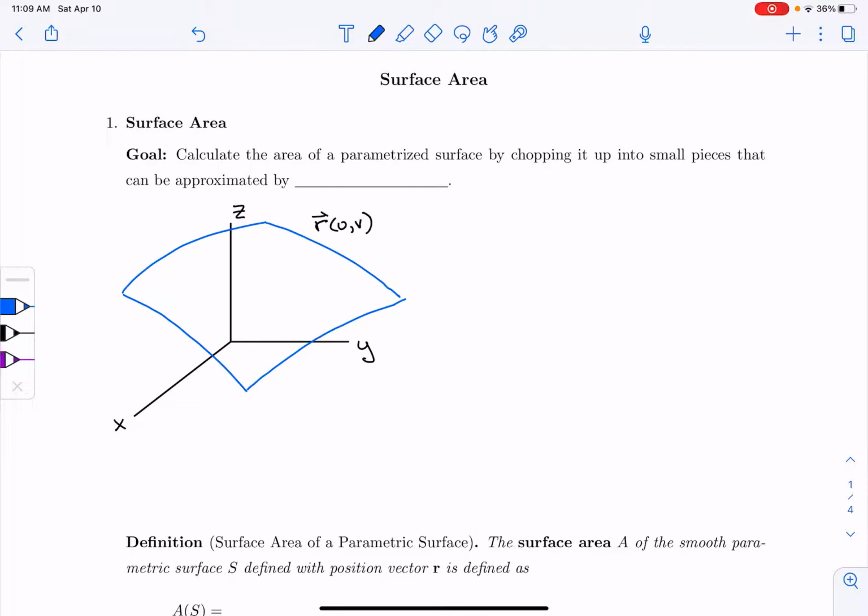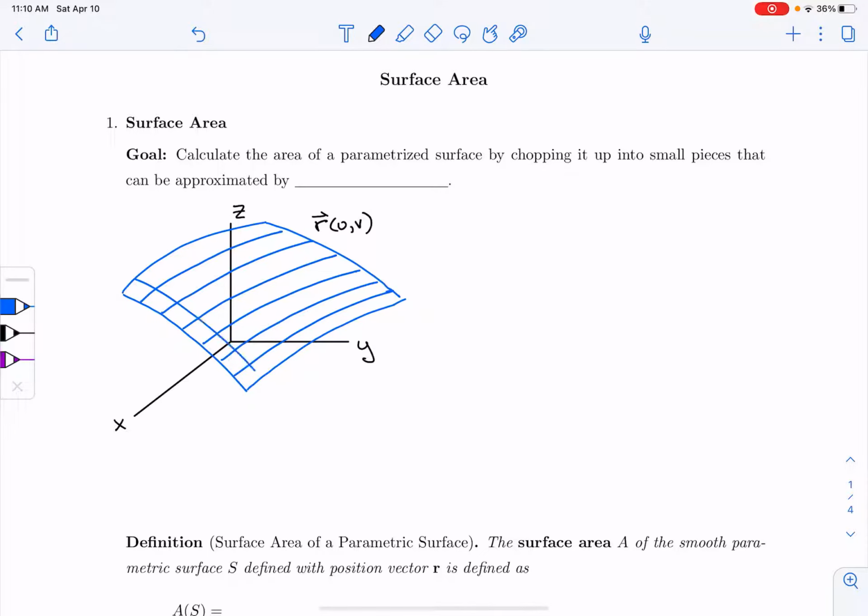Suppose that I would like to find the area of a general surface, such as the one pictured below, R of uv. One way I could go about this is to subdivide this surface into smaller regions. So maybe I could draw contours along this surface where, say, u is constant. And then I could draw contours along the surface where v is constant.